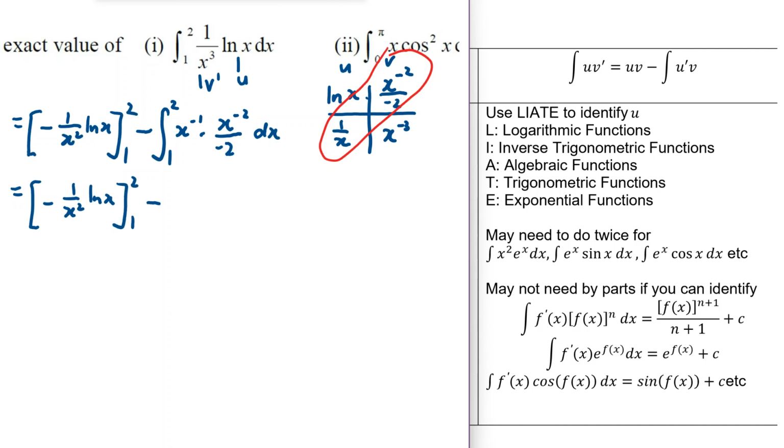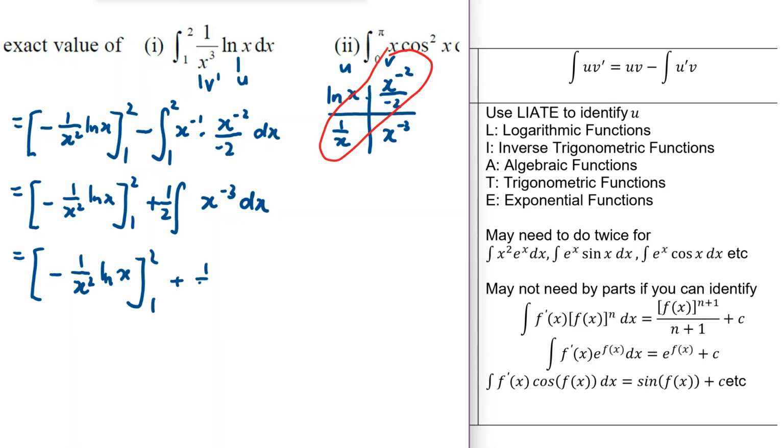With the definite integral, I put in negative 1 over x squared ln x, you can just keep it there first, minus, and I will change it to plus half, bringing out the constant, x to the power of negative 3 over here. I'm going to integrate it again: negative 1 over x squared ln x with limits 2 and 1, plus half, definite integral 2 to 1, of x to the power of negative 3. That integrates to x to the power of negative 2 over negative 2, with limits 2 and 1.